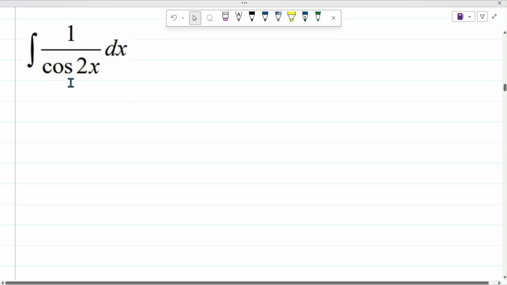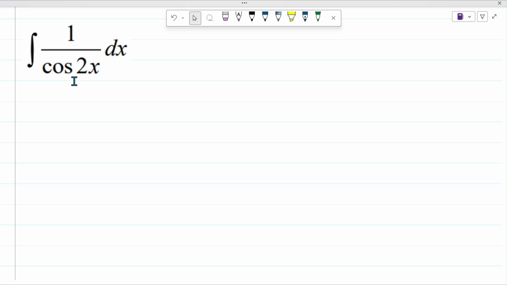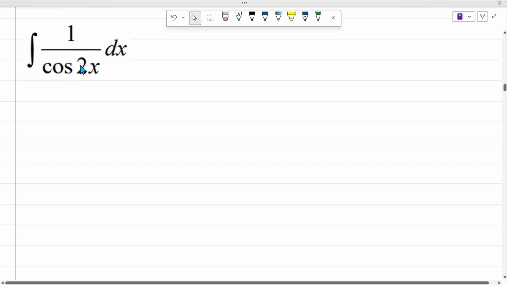So yeah, let's see. Now we've got 1 over cos of 2x inside our integral. We can see that definitely there is nothing that was differentiated to get 1 over cos. So we need to rewrite this nicely by making use of reciprocals. So we know that 1 over cos is equivalent to what? 1 over cos is equivalent to sec, right?